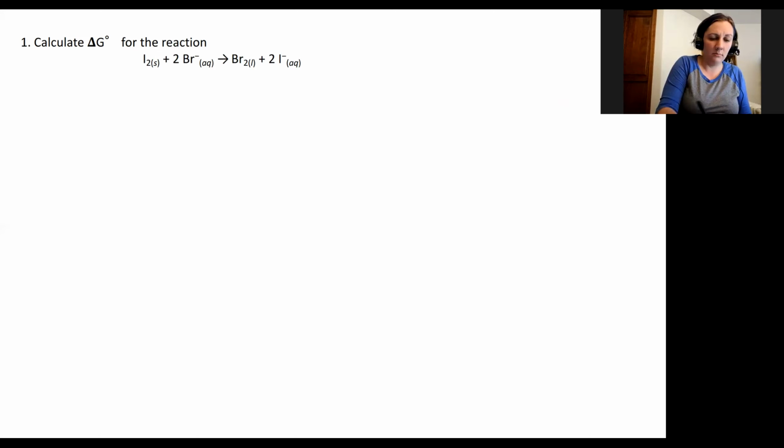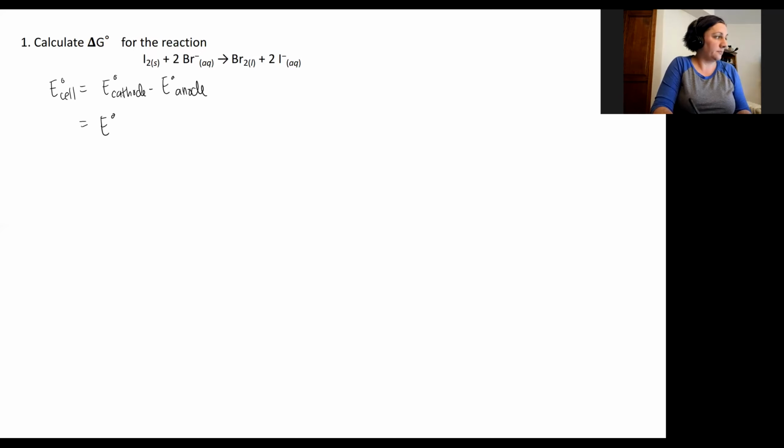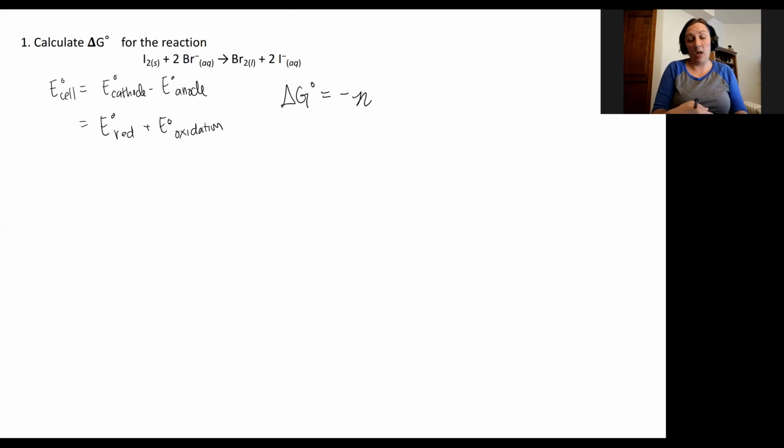We're going to use the equation: the standard cell potential is equal to the cell potential of the cathode minus the cell potential of the anode. If you prefer, you can also use the potential of the reduction plus the potential of the oxidation. And then we're going to use that to calculate free energy, using the equation: the change in standard free energy is equal to the negative of the moles of electrons in the balanced equation times the Faraday constant times the standard cell potential.